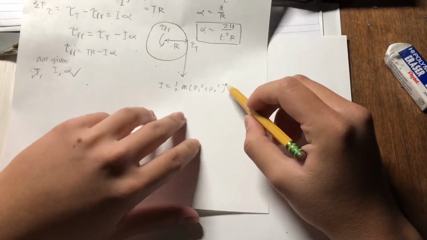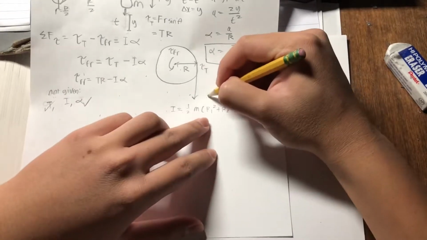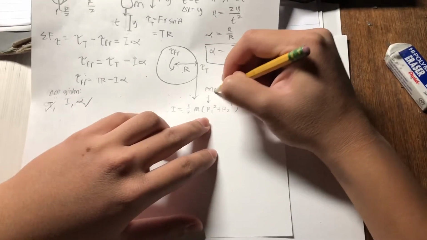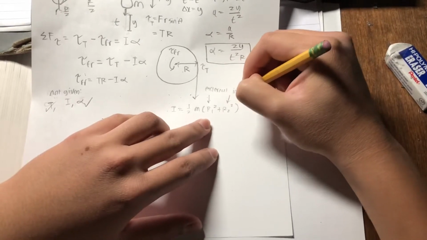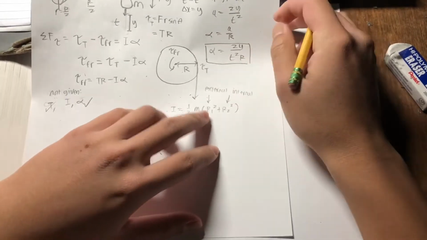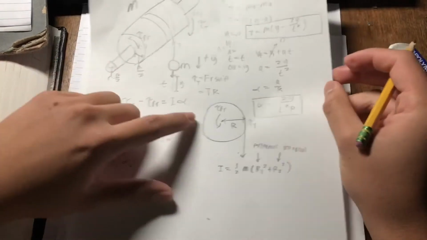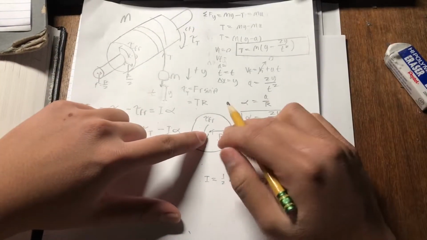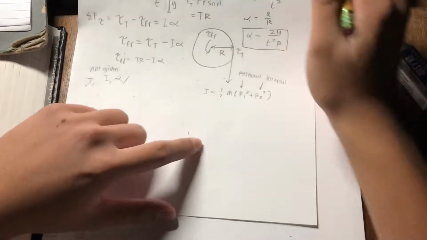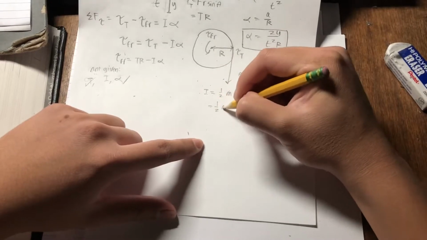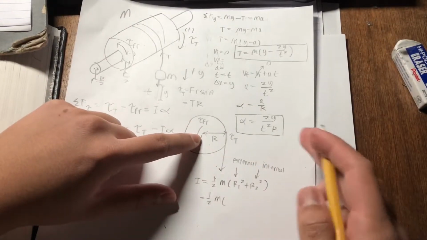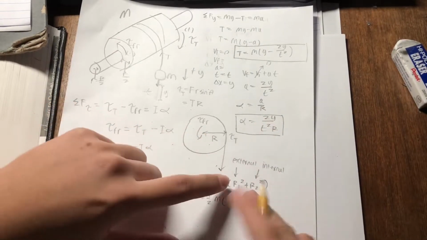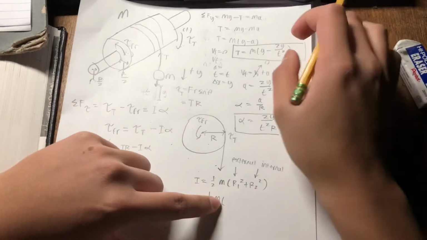Well, what are r1 and r2? r1 is going to be your external radius, and r2 is going to be your internal radius. External radius is basically from the middle to the edge, so that's just going to be r. I hope this makes sense, because it's the center all the way to the external edge, which just means the whole radius.